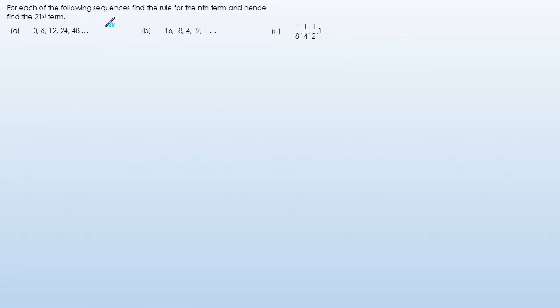For each of the following sequences, find the rule for the nth term and hence find the 21st term. Now remember, for a geometric sequence, Tn will be A R to the n minus 1. Now with this sequence, which we've seen before, we know that A is equal to 3 and R is equal to 2. So Tn is going to be 3 multiplied by 2 to the n minus 1.